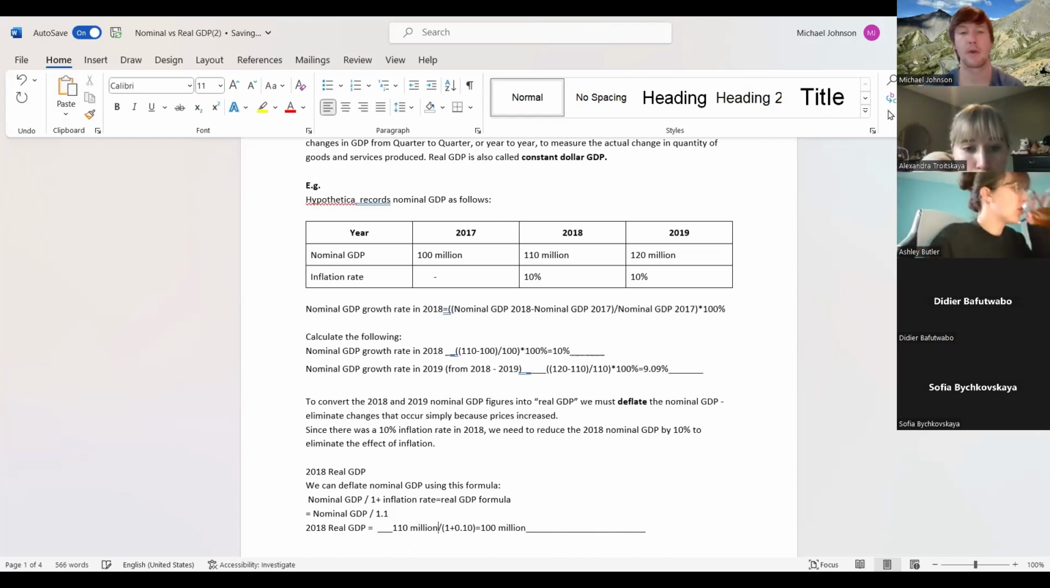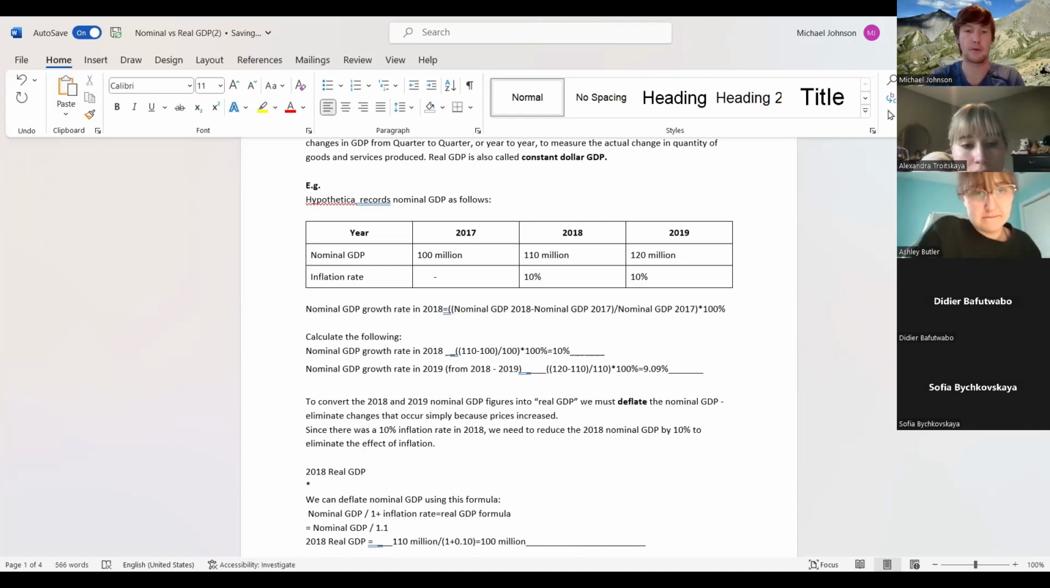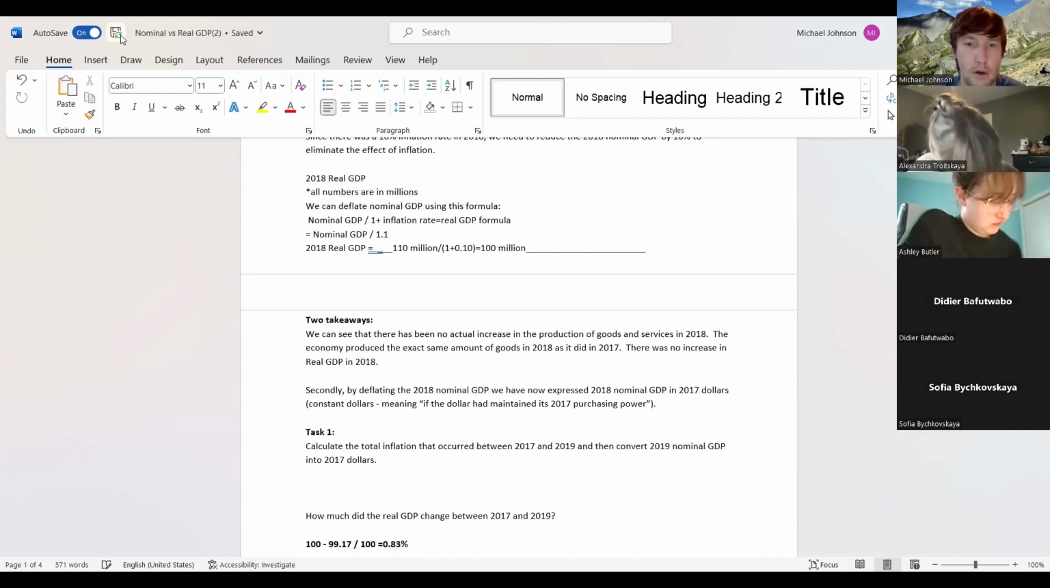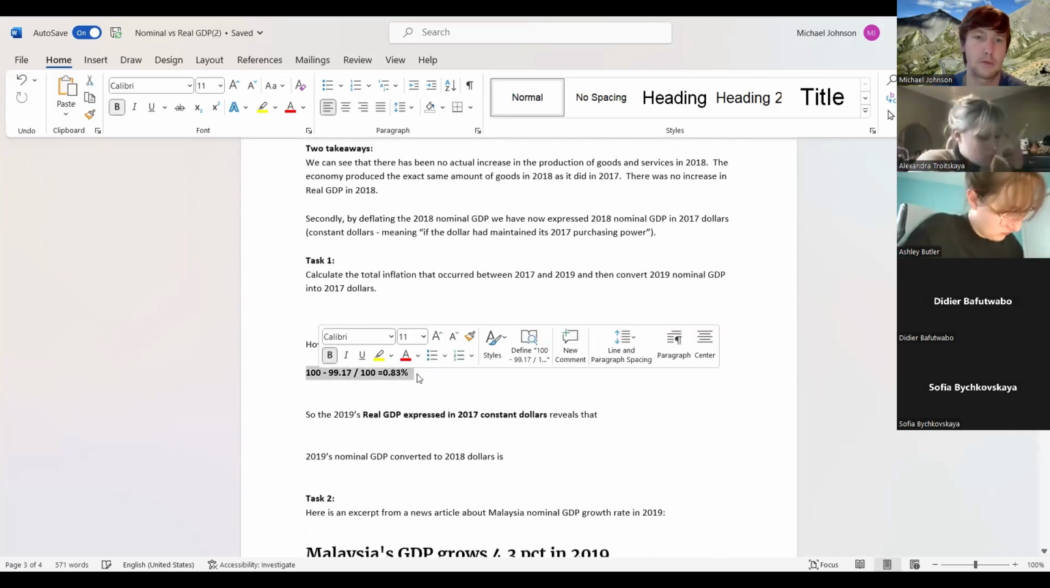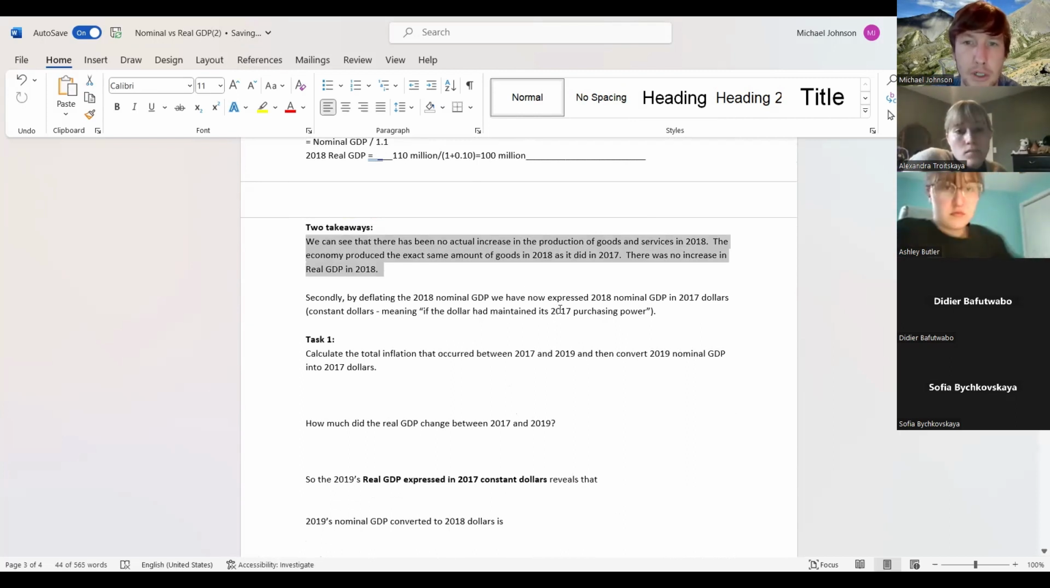Like here, all we have to do is keep it in these numbers and say above, asterisk, all numbers are in millions. Just do that and then you're set. So great job, Didier. Thank you for doing that. No problem. Then there was no actual increase in the production of goods and services in 2018. It was just based on price. The price increased, and that's why nominal GDP increased.